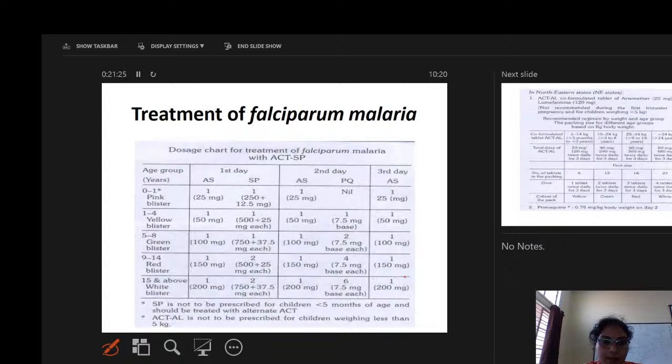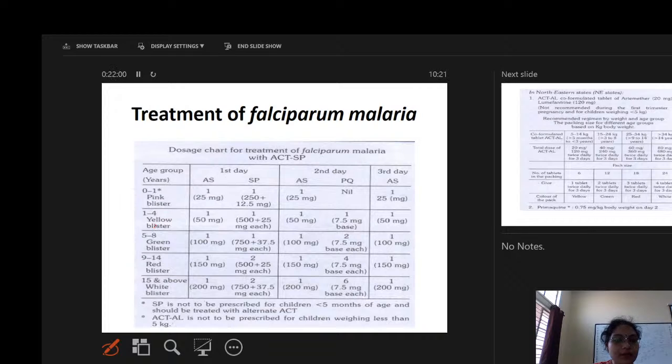Next, treatment of falciparum malaria. You have colors in this falciparum malaria treatment. You have pink blister where you give 0 to 1 years. And SP, sulfadoxine pyrimethamine, is not to be prescribed to children less than 5 months of age, and they should be treated with alternate ACT. So over here, for 0 to 1 you will be giving ACT instead of SP. Okay. So next, ACT-AL is not being prescribed for children weighing less than 5 kg.